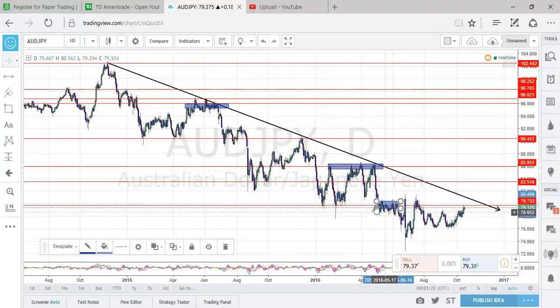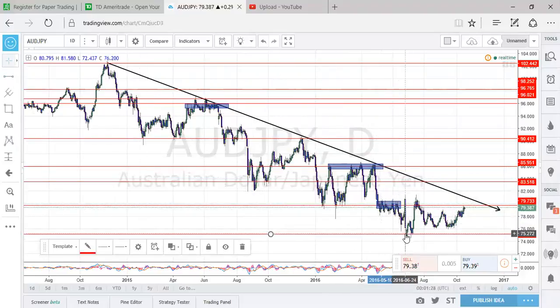It broke the support, became resistance. Dropped to the next level. Boom. Couldn't break. Shot back up, hit resistance. Couldn't break. Dropped back down.